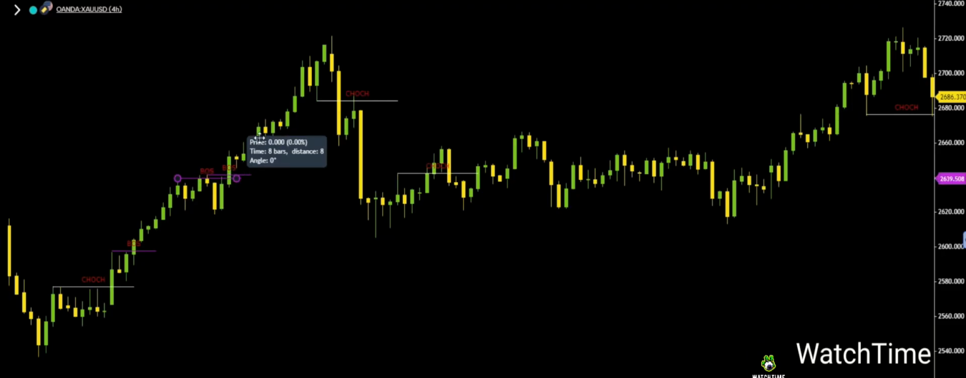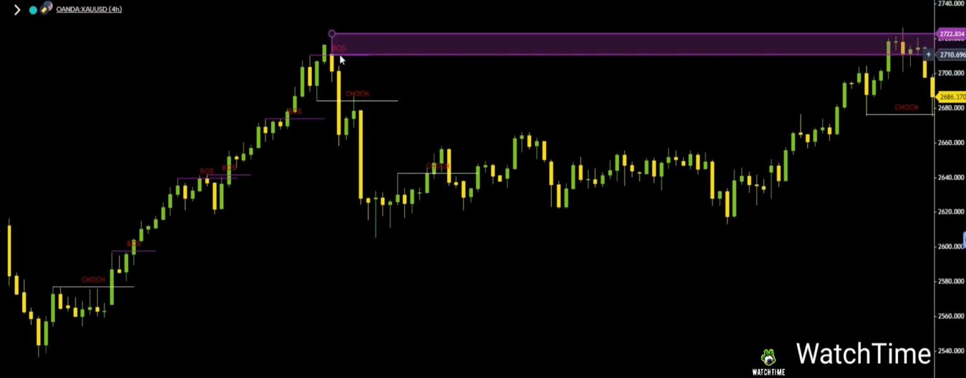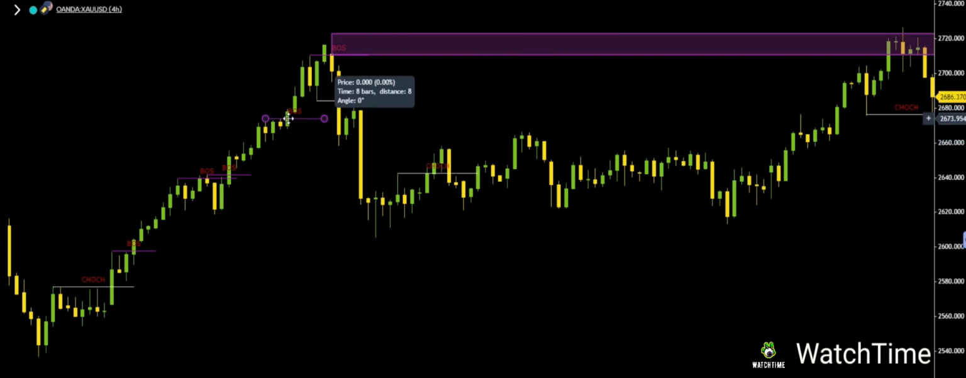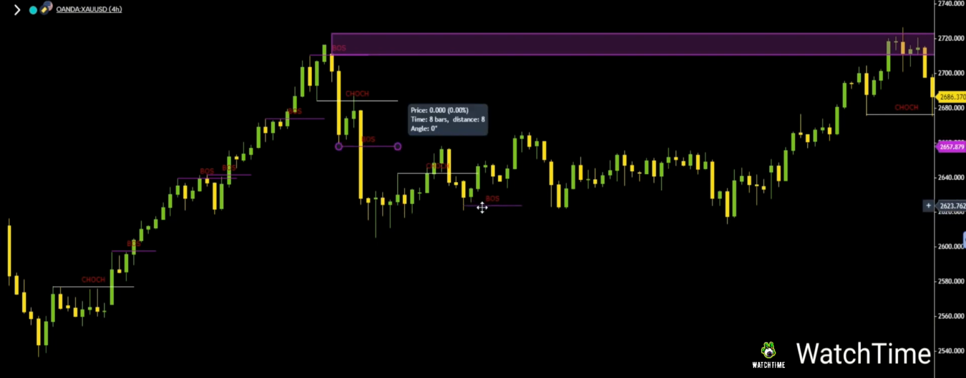Identifying CHoCH in a downtrend. In a downtrend, a CHoCH is identified when price fails to make lower lows and starts forming higher lows. This shows a shift from bearish to bullish momentum. Example: in a downtrend, price makes lower lows, LL, but after a pullback, price starts forming a higher low. This change indicates that the market's character is shifting, and bullish momentum could be gaining strength.